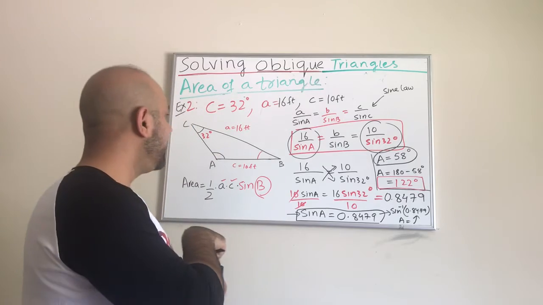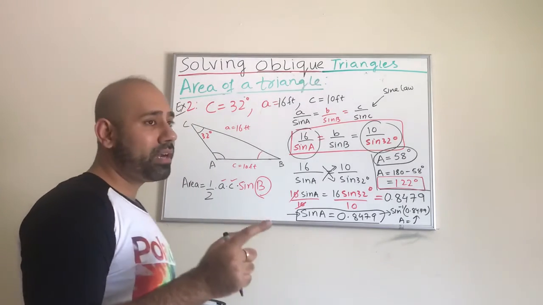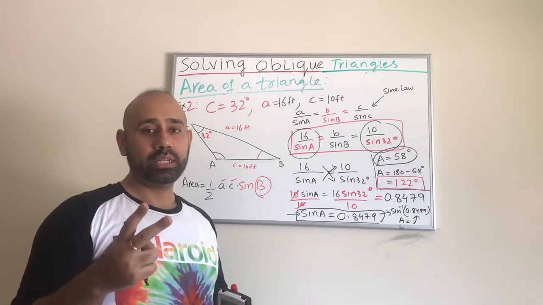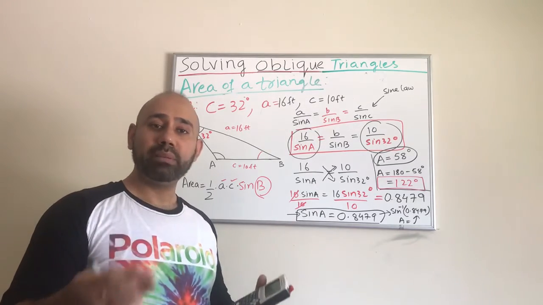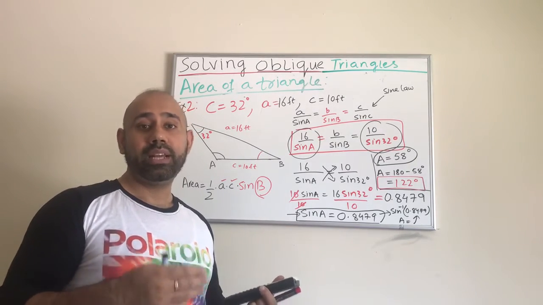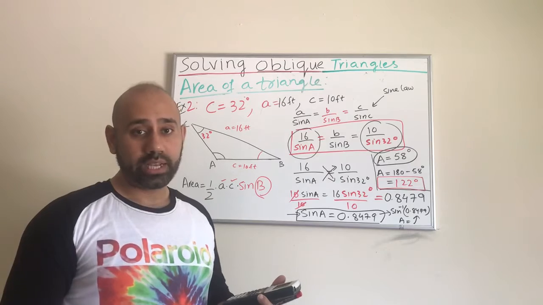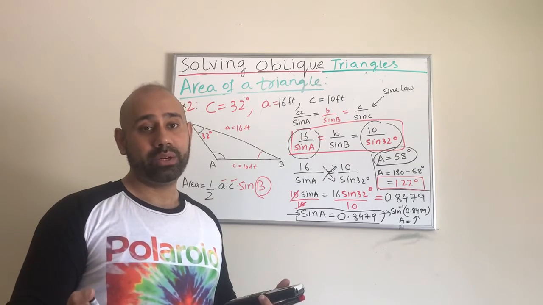So guys, what does that mean? That means we are not only going to have one triangle, but we're going to have two triangles. So if we have two triangles, that automatically means we'll have to find the area for the first one as well as for the second one. So we'll have two answers for the area of this triangle.